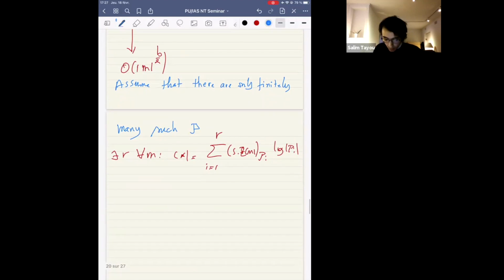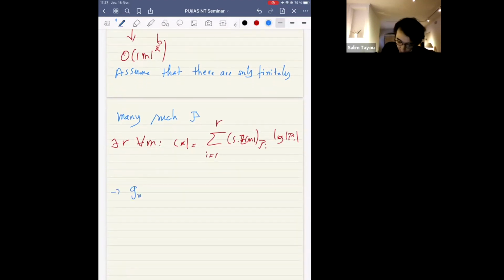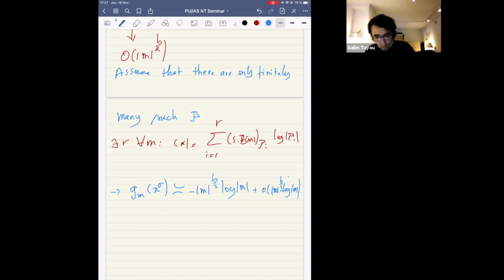So what we do first is understand the behavior of the Green function. We prove that this G_m of X_sigma is approximately m to the power b over 2 times log log m. So here we have a contribution of the logarithm of log m, plus other contributions, which are big O of m to the power b over 2, or let's say little o of m to the power b over 2 log m. To be precise, we don't prove this for any m, but for most m's in a precise density sense.